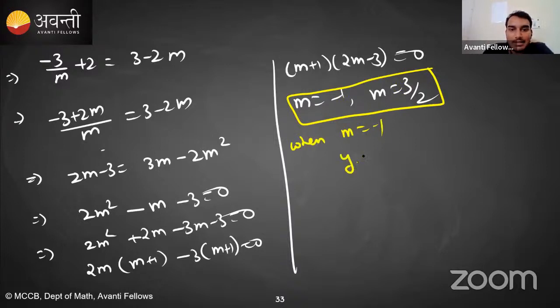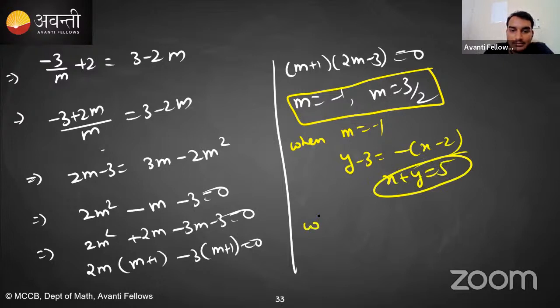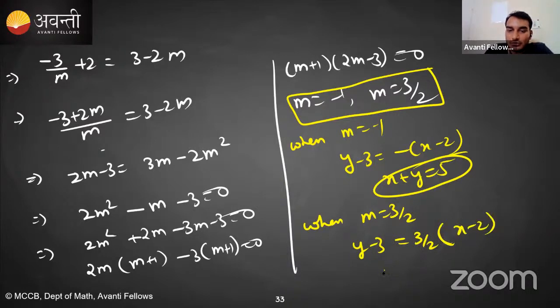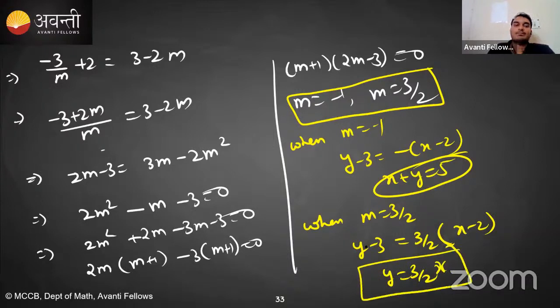So when m is equal to -1, तो line कितनी आ गई, y minus 3 is equal to slope times x minus 2, so automatically x plus y is 5. And when m is equal to 3/2, equation क्या आ गई, y minus 3 is equal to slope times x minus 2, so y is equal to 3/2 into x. देखा, is this clear students? So automatically you got the two lines, clear? Is this clear? So this is one line, this is another line.